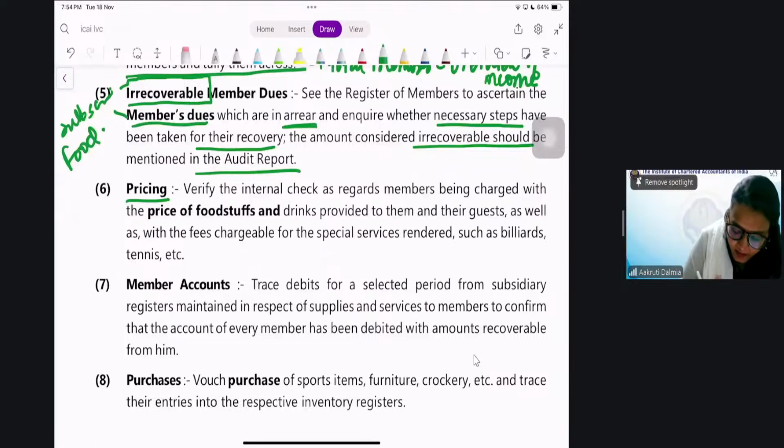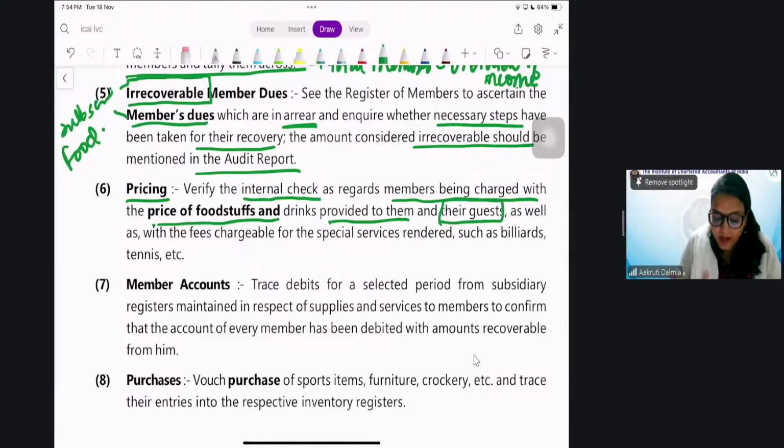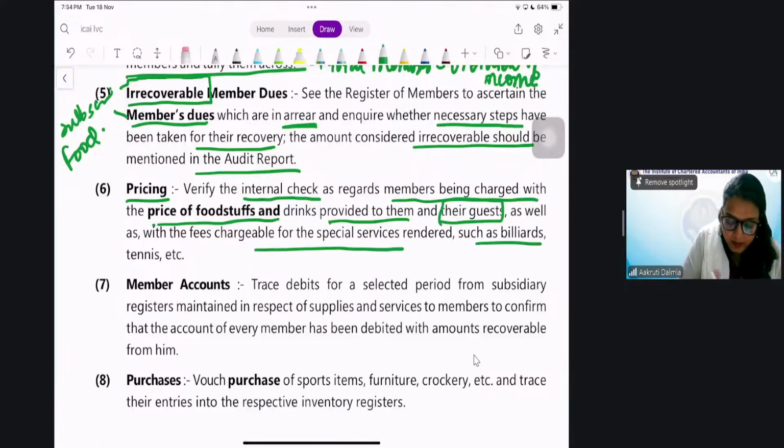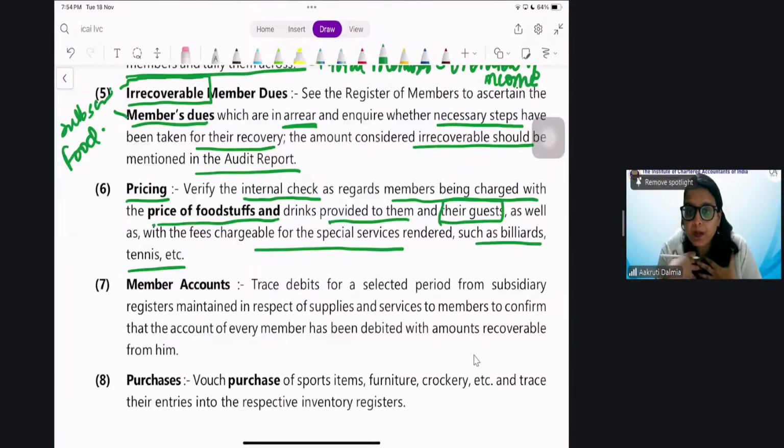So usually you have to check as an auditor that proper internal check is there, that members are being charged with price of food stuff and drinks provided to them, and their guests. So usually guests can have a different charge. So they are chargeable with special services like billiards, tennis, and all. So suppose I am member of a club. Suppose for me tennis is just 50 rupees per hour. But if I'm bringing a friend who is not a member of the club, then for them the fees might be 200 rupees. So as an auditor, you have to check that there is proper detailed records of how many guests and members came, and the guests have been charged at their special rate.